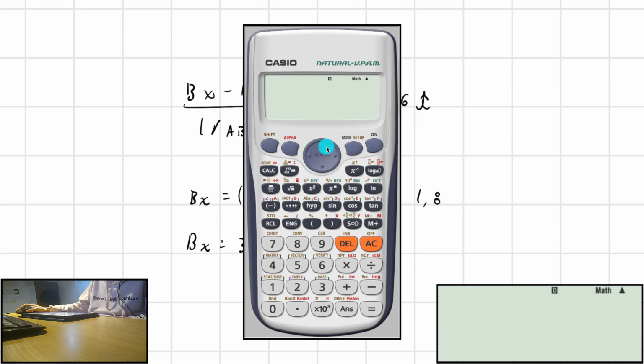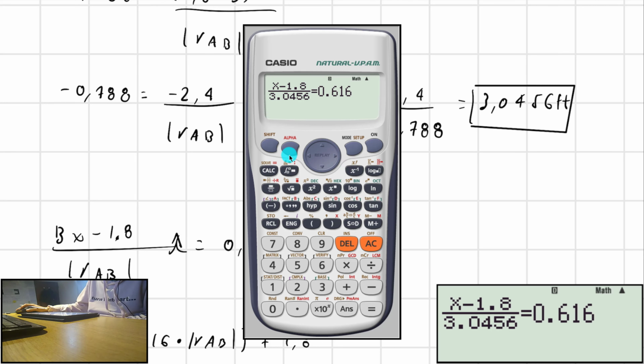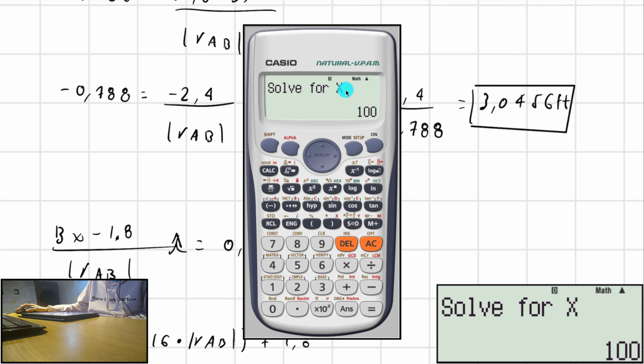There is one way in which I can know if this is true, and this is by using the calculator. So I'm going to write down the whole equation, which is x, which is my unknown, minus 1.8 divided by the magnitude, which is 3.0456. This is equal to 0.616, and I just have to press shift solve for x. Yes, I want to solve it for x.